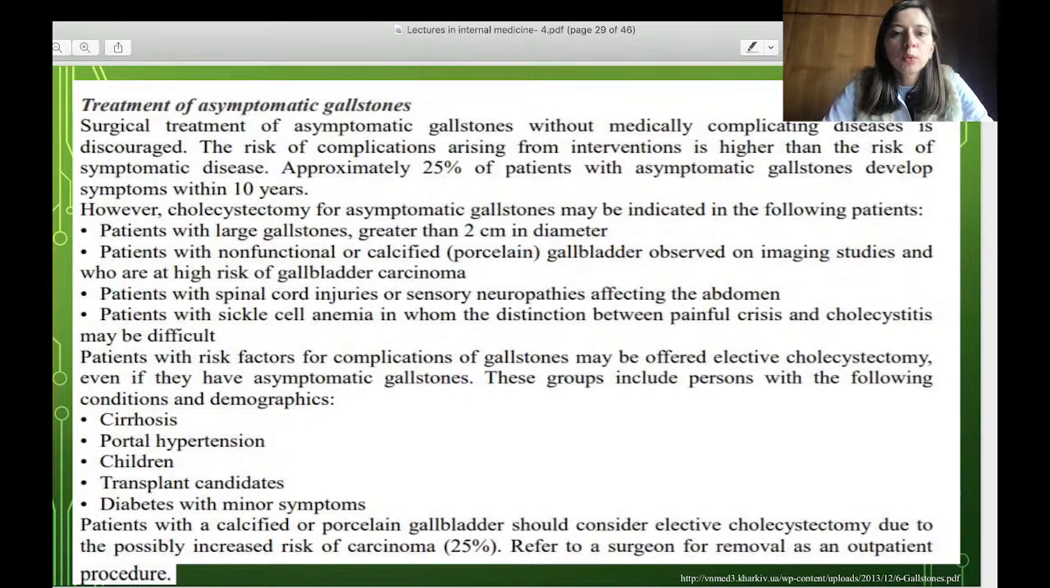These groups include persons with the following conditions and demographics: cirrhosis, portal hypertension, transplant candidates, and diabetes with minor symptoms.